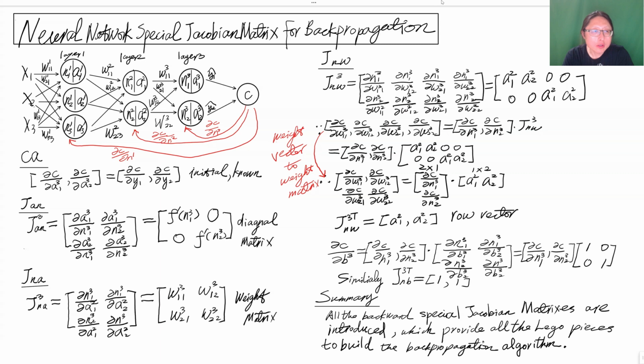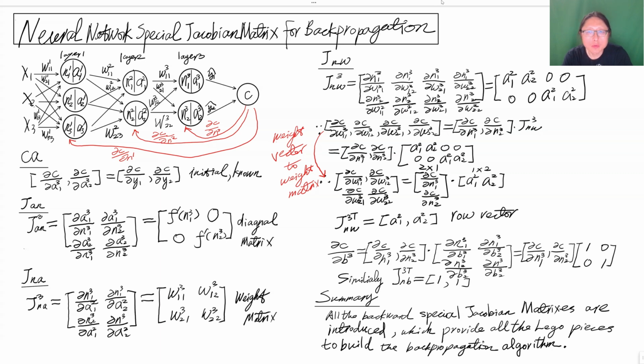This time, we're going to talk about the special Jacobian matrix for the backpropagation algorithm in neural networks. In the last video, we talked about the multivariable chain rule, and we came out with a relationship of the partial derivatives between the different layers of a fully connected feedforward network, which looks like a neural network.